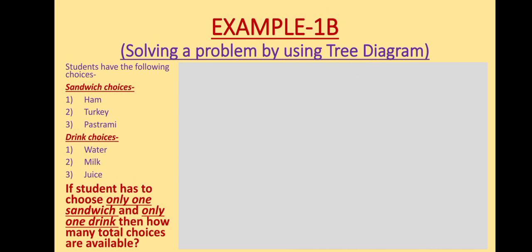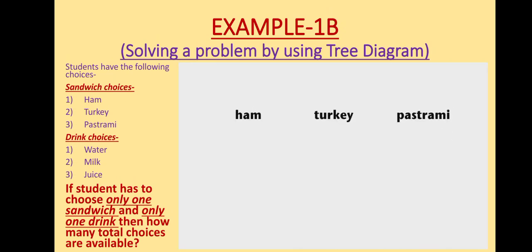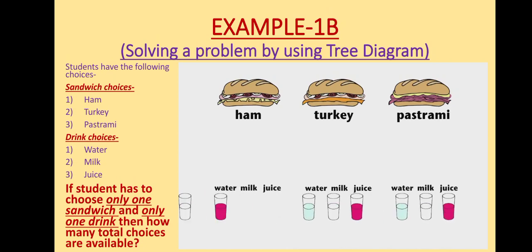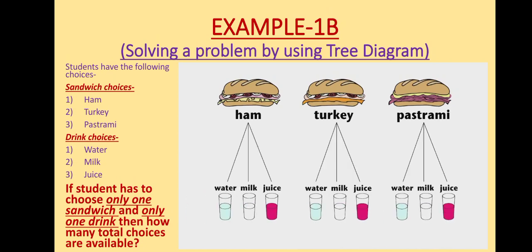Now let us see how to solve the same problem by drawing a tree diagram. Now here we are considering the same problem which we discussed earlier. Now see how you can draw a tree diagram to list out the possible choices. Now here you list out the sandwich choices in this way, write it down, and then below each of the sandwich choice you write all the drink choices and show the branches as shown in the figure.